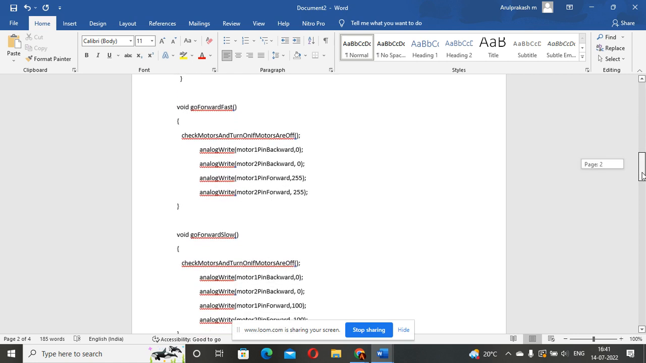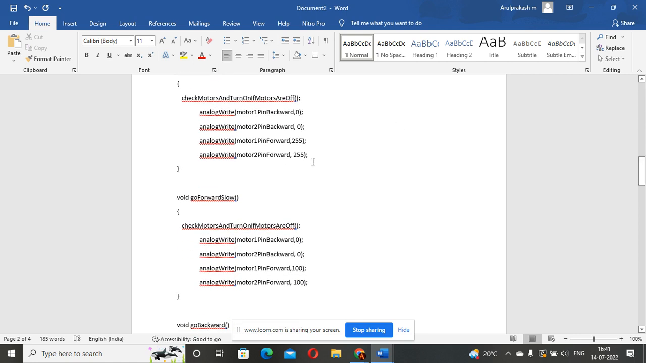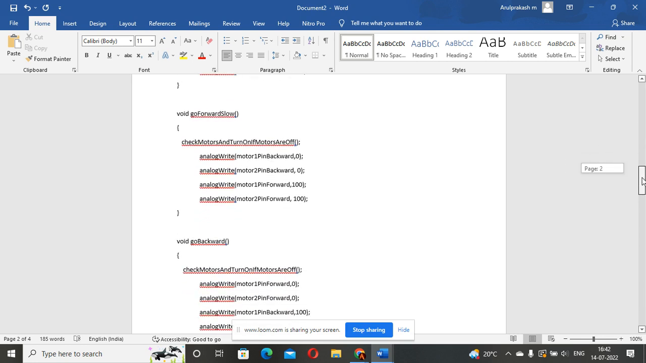Likewise, for slow speed we have to mention a lower speed. We analog write motor 1 backward 0, likewise motor 2 backward 0, and then set analog write motor 1 pin forward to 100, and likewise motor 2 pin forward to 100, so the motor will rotate at slow speed. For example, full high speed is up to 255. Slow speed means we can give 128 or 100, below half speed. That is the slow rotation of the motor.